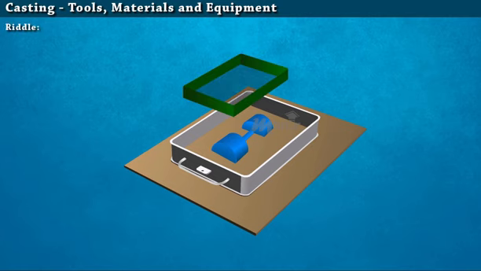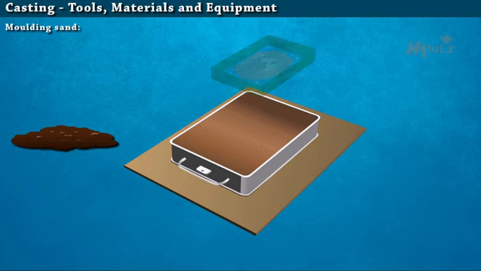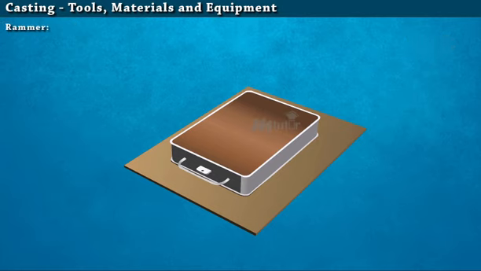Riddle. Riddle tool is a screen or sieve used to remove small pieces of metal and foreign particles from the molding sand. Molding sand. Silica-based sand is mixed with clay and oil to improve its cohesive strength and is used in molding. Rammer. Rammer tool is used to compress the molding sand in the flask by ramming. Strike-off bar. It is used to strike off the extra sand from the top of the flask.